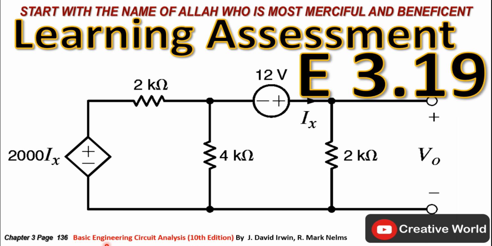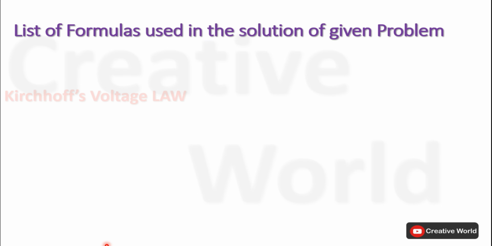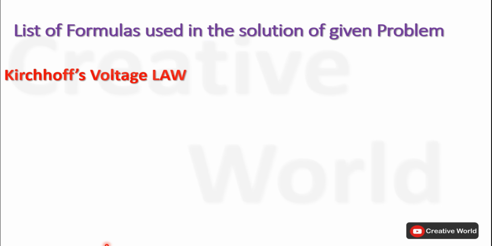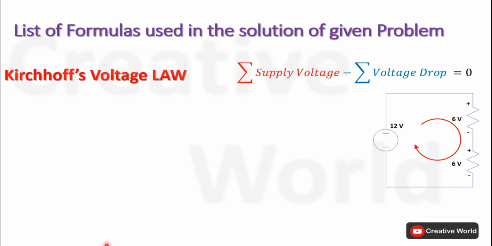Welcome to Creative World. In this video, we will solve Chapter 3 Learning Assessment E3.19. While solving this problem, we will be using Kirchhoff's voltage law. According to this law, the sum of all supplied and dropped voltages across circuit elements in a closed loop is always equal to 0. We also will be using Ohm's law.